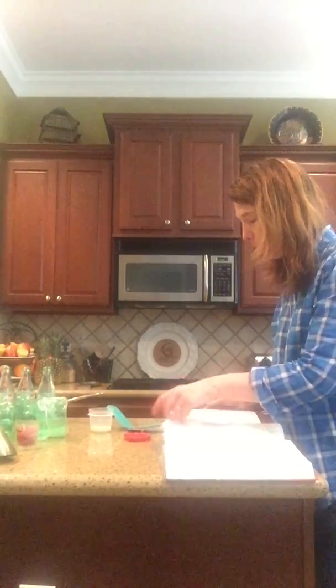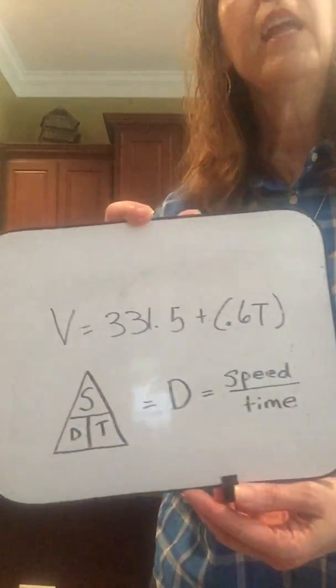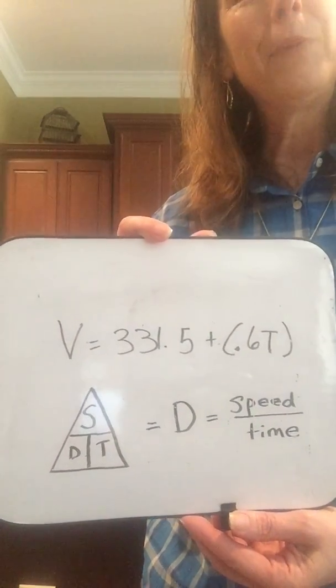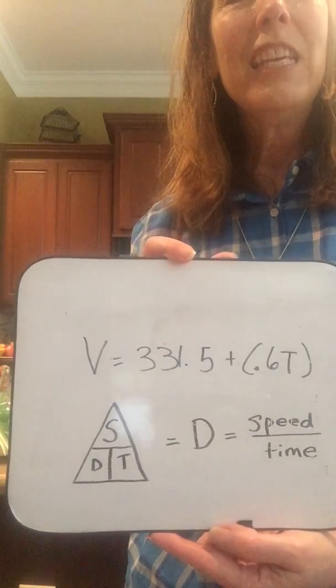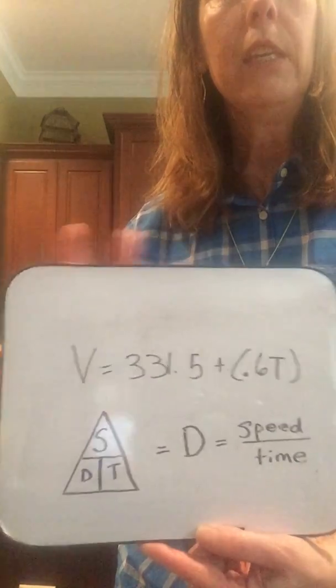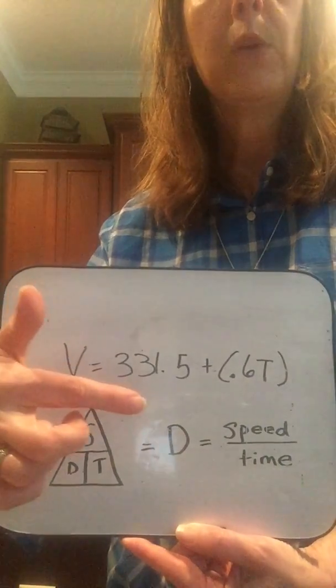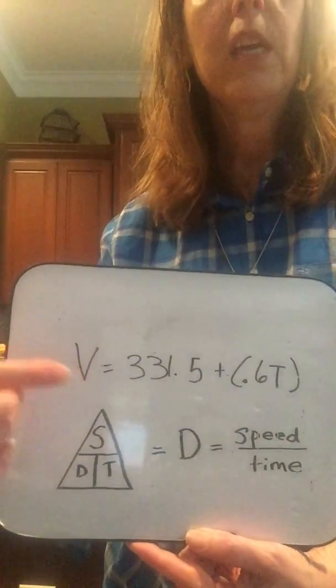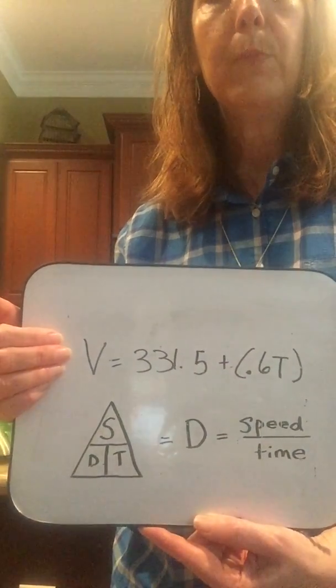Now let's talk about the speed of sound. This right here is a required formula, and it's backwards. All right, well, you'll have to use your imagination. This is the formula for the speed of sound, okay? 331.5 plus 0.6 times the temperature, okay? So you'll need to write that down when you're calculating the speed of sound.